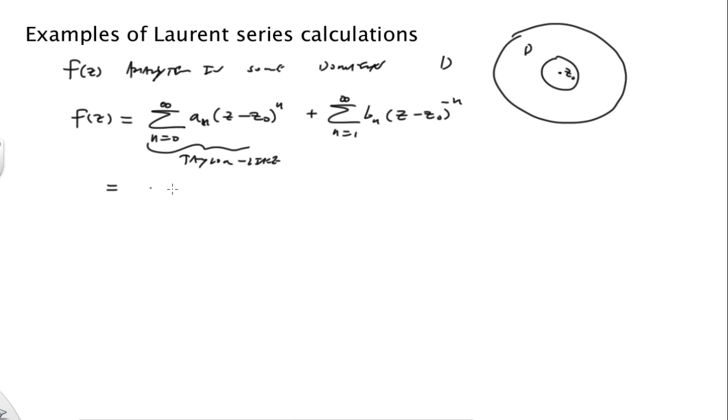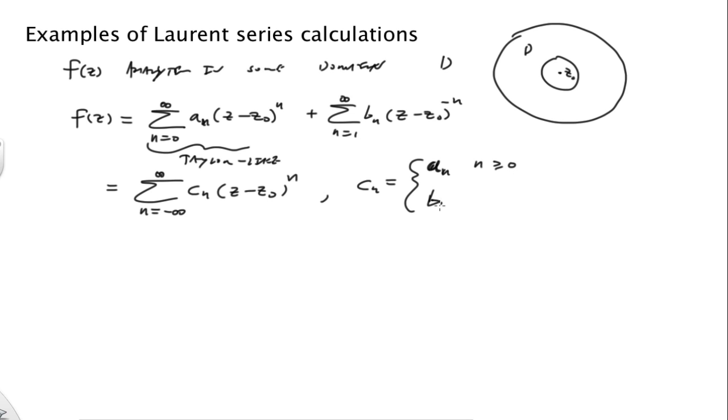So in fact, I can rewrite this in a different form. I can rewrite this as the sum from negative infinity to infinity of what I'll call C n, z minus z naught, all the way to the n. Now n ranges over negative and positive powers, and so this is just a more compact way of writing it, and C n of course just equals a n for n's greater than or equal to 0, and it equals b n's for n's less than or equal to negative 1.